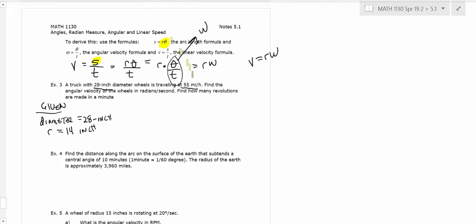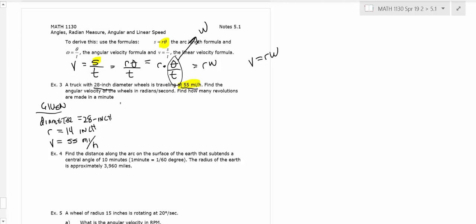Now, the next thing, and this is the whole key to doing these problems. This is what students mess up on in these problems, is they don't know what they're given. Okay, 55 miles per hour. Is that a linear velocity or an angular velocity? It's linear. Why? Because of the units, okay? If it was radians per second, then it would be an angular velocity. So that means that what we have is V equals 55 miles per hour. Okay, that's what you're given.